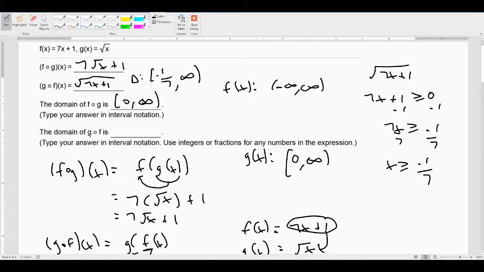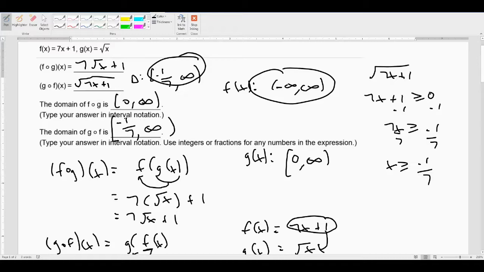Now, the true domain of g of f is what this and this have in common. Well, this has everything, and this only goes from negative 1/7 to infinity, so what they have in common is this interval. Because that's definitely inside of that one. And that's it.